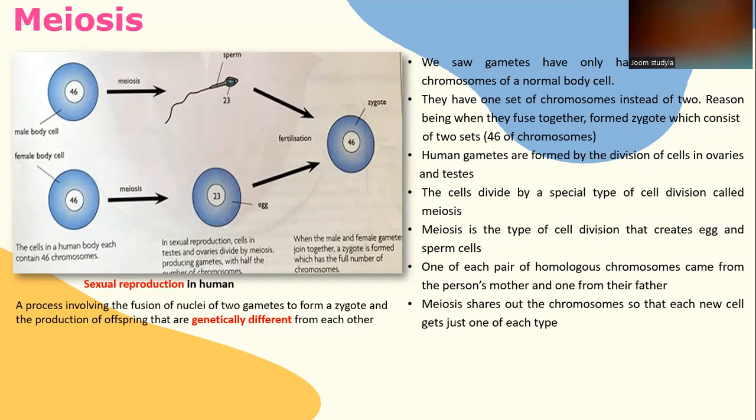The cells divide by a special type of cell division called meiosis. Meiosis is a type of cell division that creates eggs and sperm cells. One of each pair of homologous chromosomes came from the person's mother and one from their father. Meiosis shares out the chromosomes so that each new cell gets just one of each type.